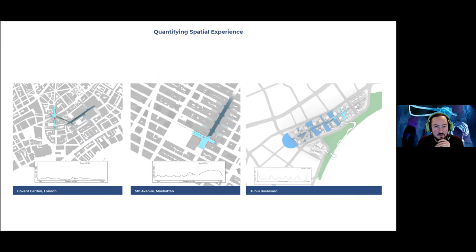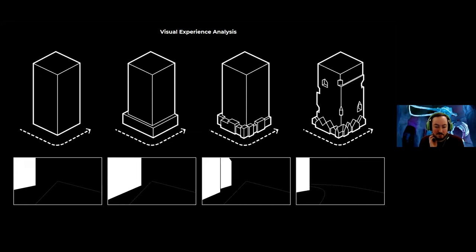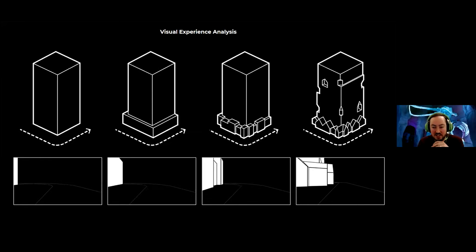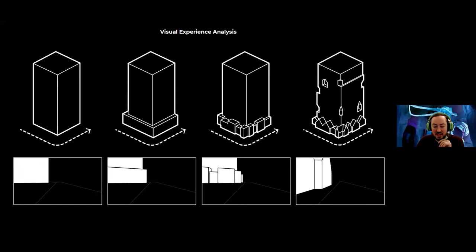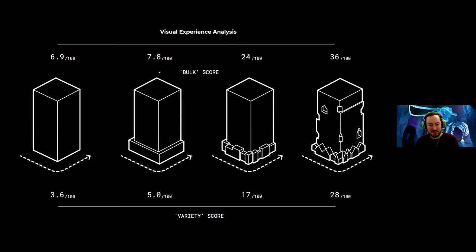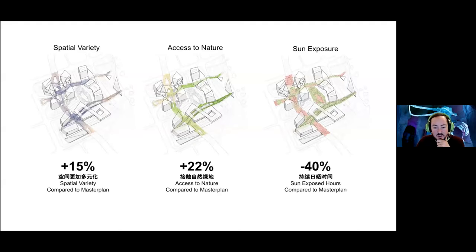And for a lot of these new qualitative analysis tools, we don't use them to say better or worse, but to add context to our designs. So are we creating a space that's more like Covent Garden or more like Manhattan? And is that the desired spatial effect, for example? We're also experimenting with using computer vision to analyze the bulkiness of a building, and to qualify the sequence of spaces, there are things like a bulk score or a visual variety score at the bottom. Because one of the things we do is design really large buildings and towers, we're concerned with the spatial effect and impact of those.